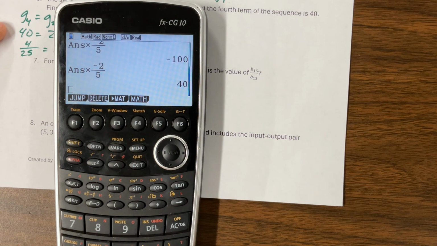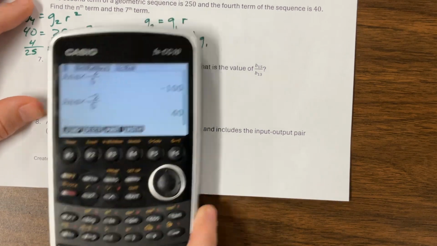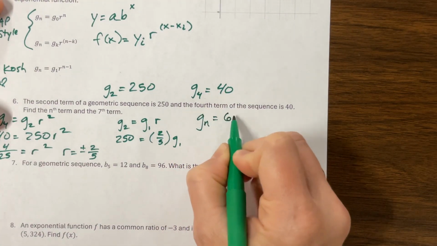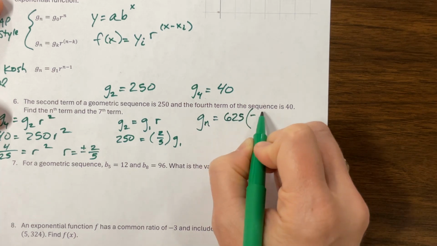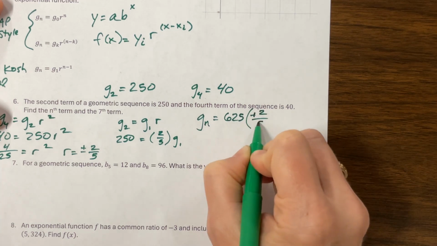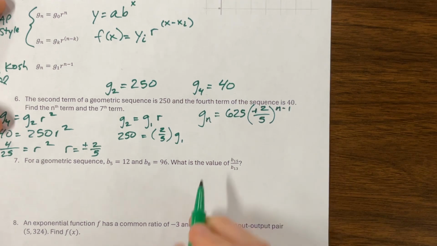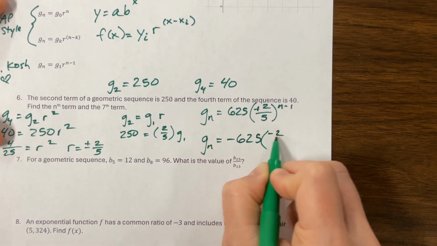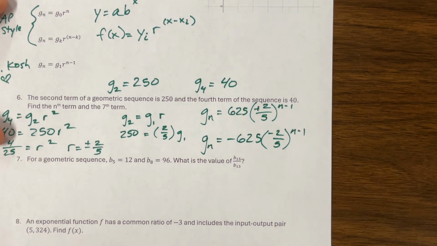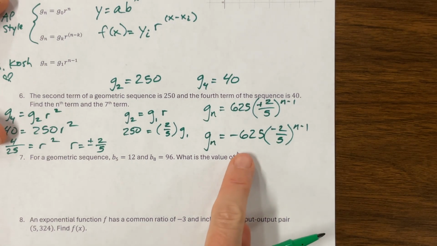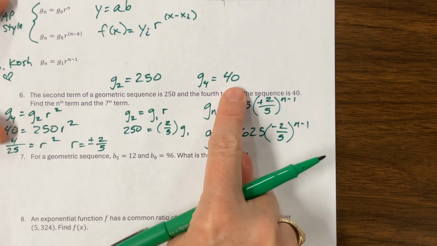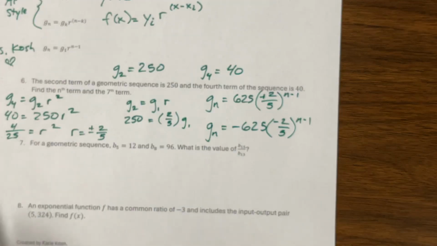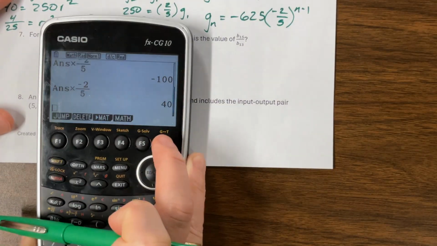We have a positive 40 for our fourth term. So both of these scenarios, both G sub n equals 625 times positive 2/5 to the n minus 1, and G sub n equals negative 625 times negative 2/5 to the n minus 1, will generate sequences where the second term is this and the fourth term is that. Okay, so there were two answers, and so we need to find the seventh term of both of those.